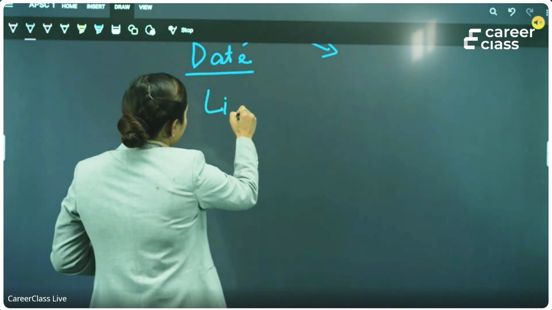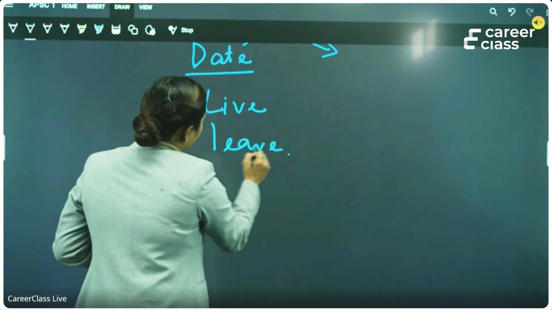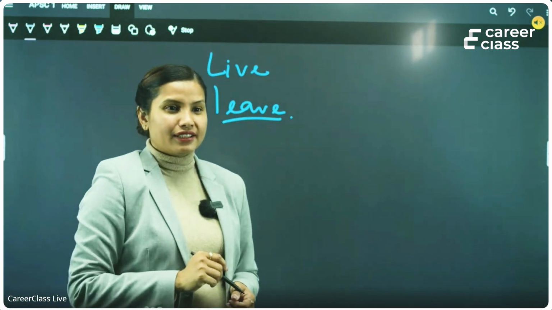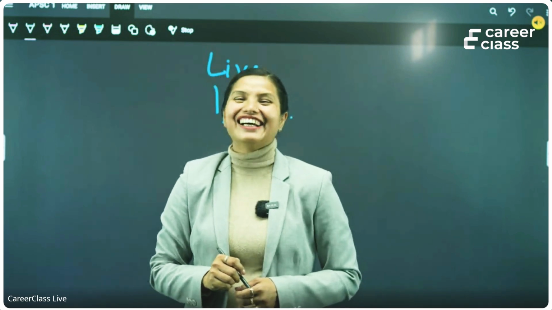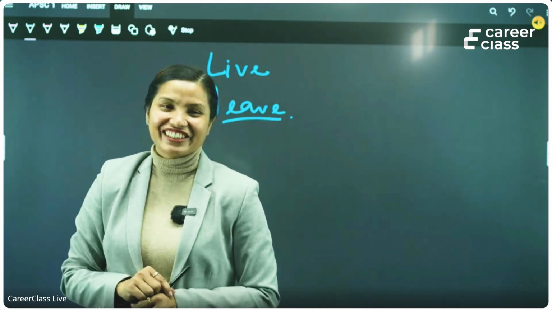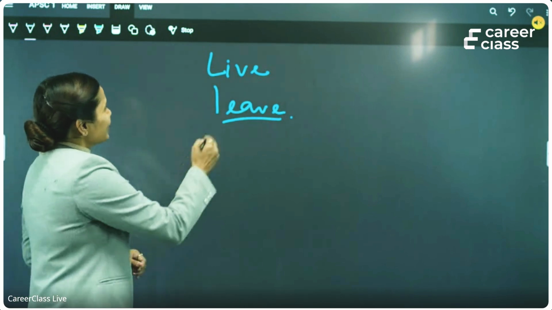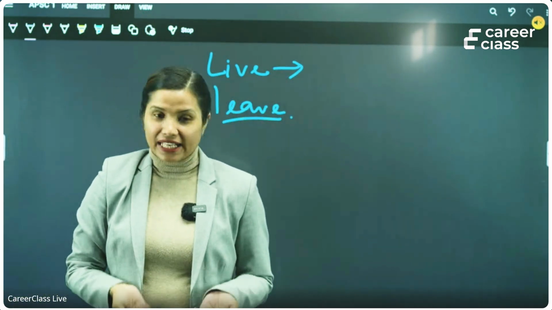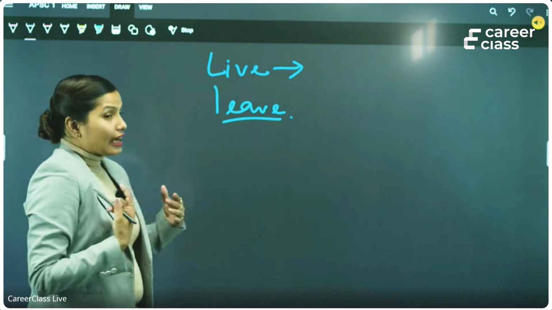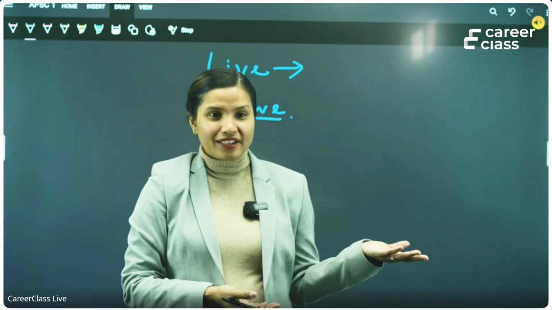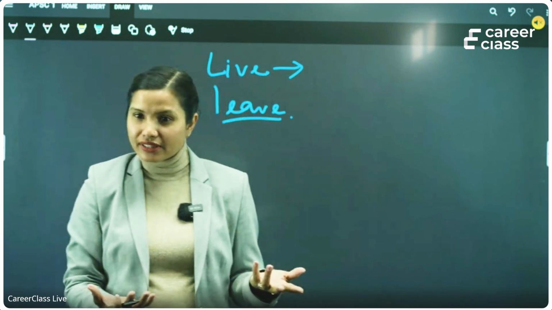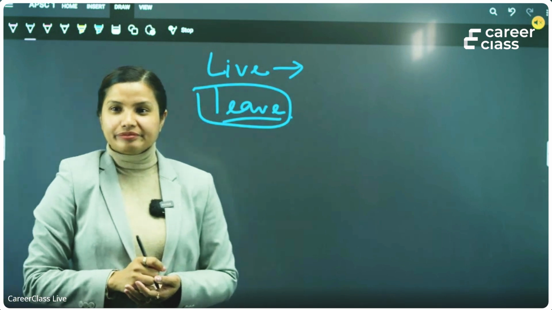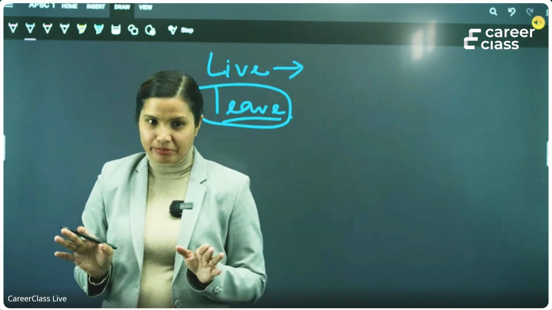Live and leave. What is the difference between the two? Live means to have a life. I live in Guwahati. I live in Assam. I am living happily. So it expresses the kind of life that I am having currently. And what about leave? I am leaving this place. So you are abandoning this place, right?